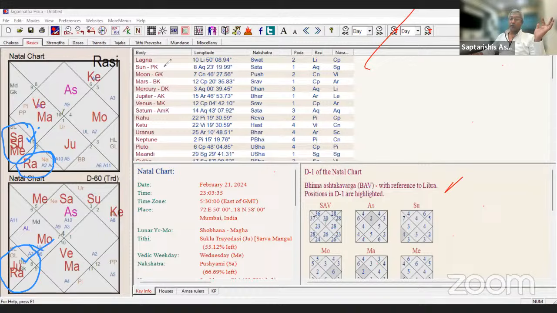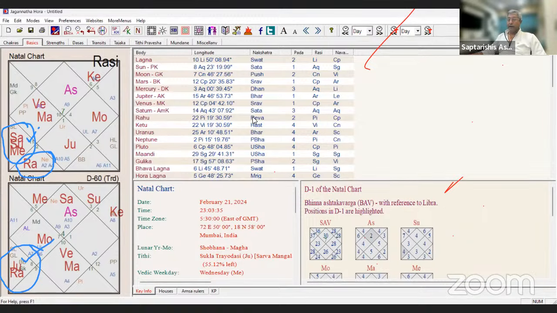One second, wait. Readings, this cannot be a reading session, we need to learn technique.